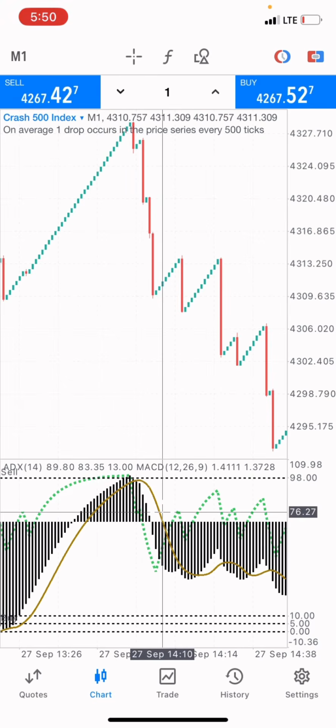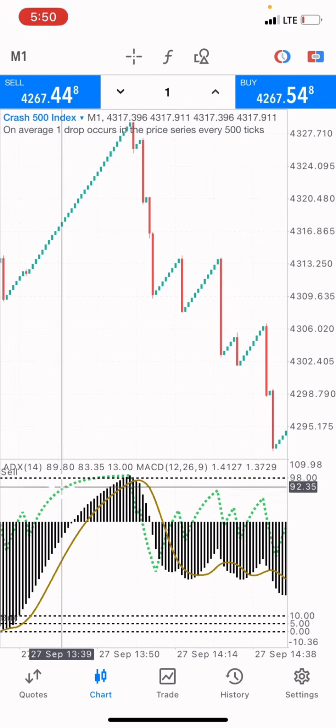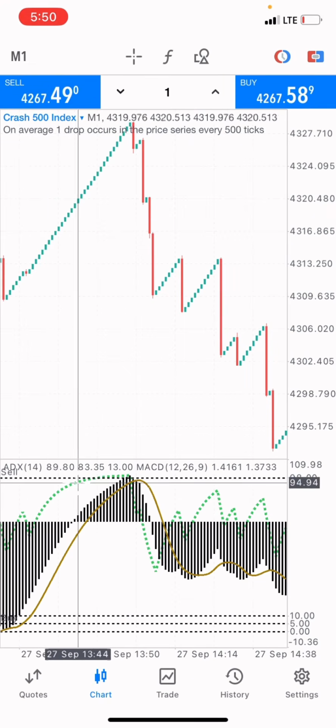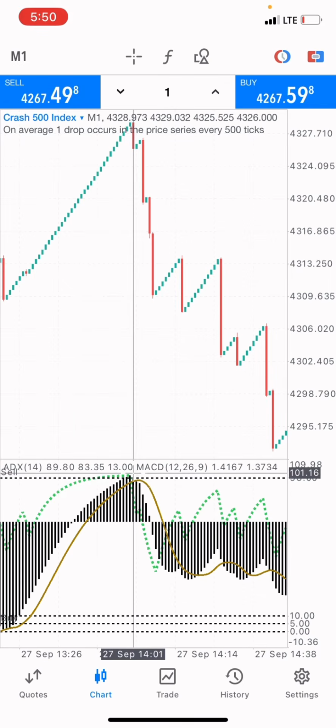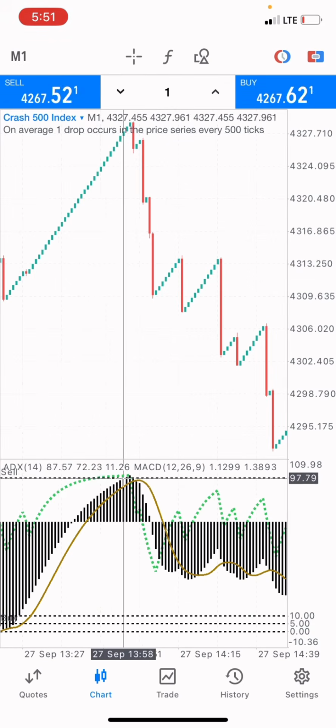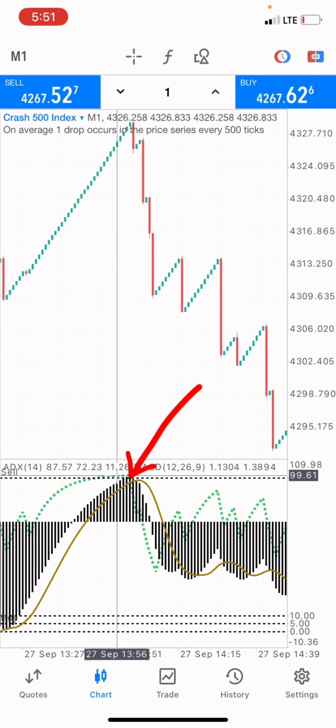All right, so guys, take a look at this line. It's called the plus DI, or the plus D1 line. Okay, so this is the line we're going to be using to catch our spikes. So as you see, immediately this line crosses this level of 98, it's going to spike.